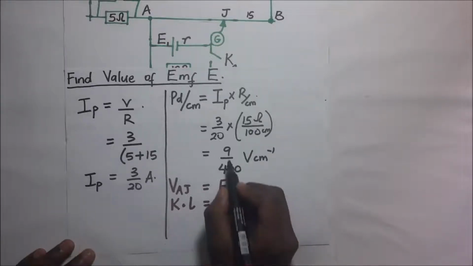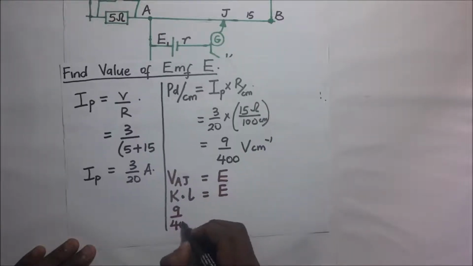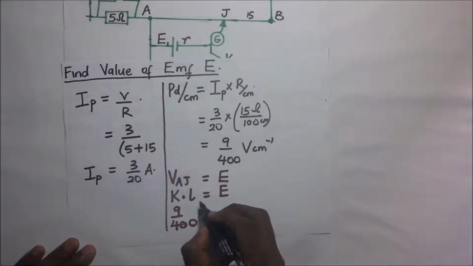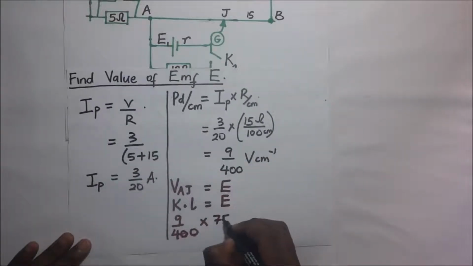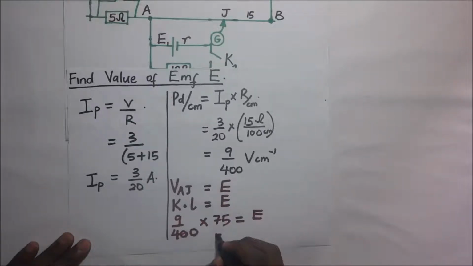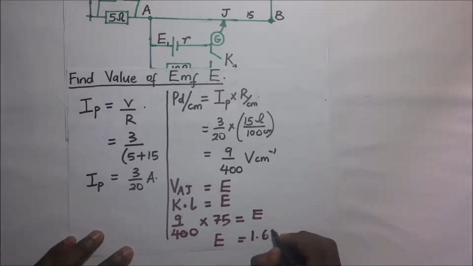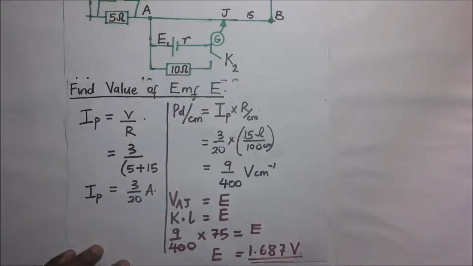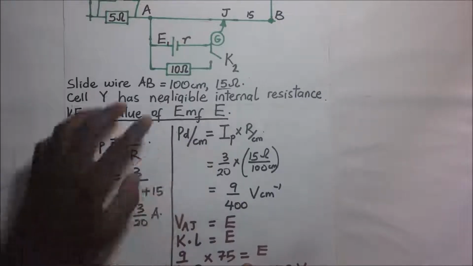Now the PD per unit length here we got was 9 over 400. Multiply that by the balance length according to our question, which is 75 centimeters. This is supposed to give us the EMF of that cell. And definitely when we multiply there, the EMF of that cell is going to be 1.687 volts. And that is the EMF of the cell. This answers the first part of the question.